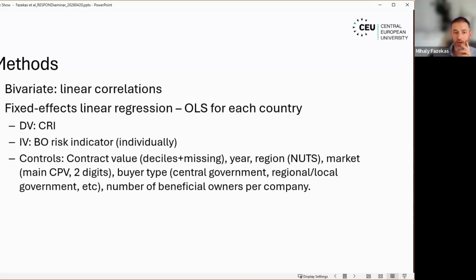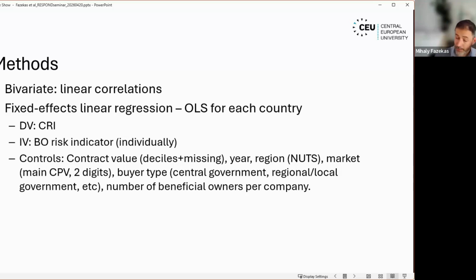Okay, finishing up very quickly. So we try to combine the beneficial ownership features of the suppliers with the red flags, the corruption risk index, in the particular contract and tenders in the procurement data sets. The CRI stands for a simple composite, a simple average of single bidding, non-open procedure types, non-advertisement of the call for tenders, and a couple of other red flags.